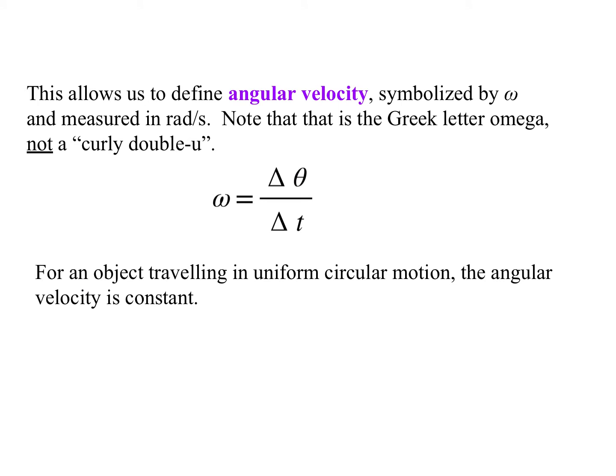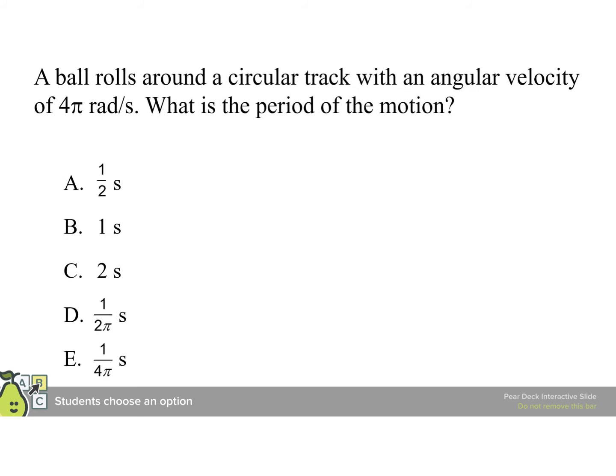So now we're going to define something called angular velocity, which is symbolized by omega and measured in radians per second. Please note that this is the Greek letter omega. It's not a curly W, and don't call it that. It makes you look a little silly. So omega would be defined as delta theta over delta t, and this is an exact analogy to how v was defined as delta x over delta t. Then we can say that an object which is traveling in uniform circular motion will have an angular velocity that is constant.